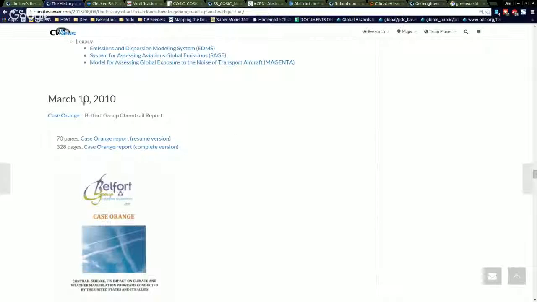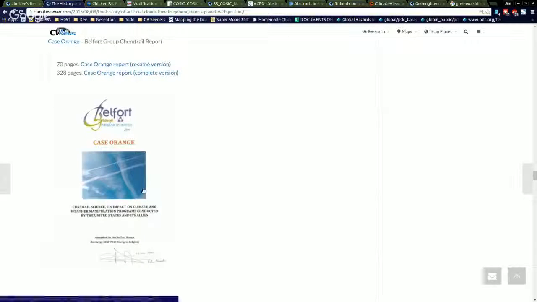Excuse me. Then, of course, Case Orange. This was the Belfort Group's chemtrail report. It's 328 pages, and they covered a lot of what I'm talking about. A lot of it. You can check that out.